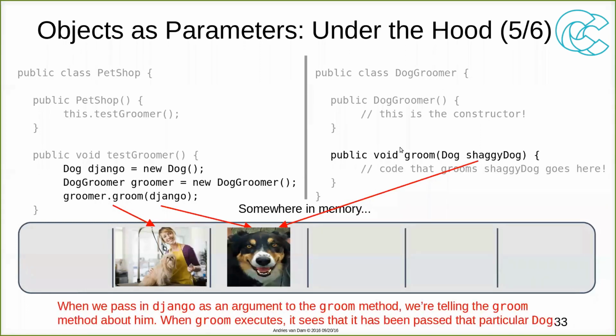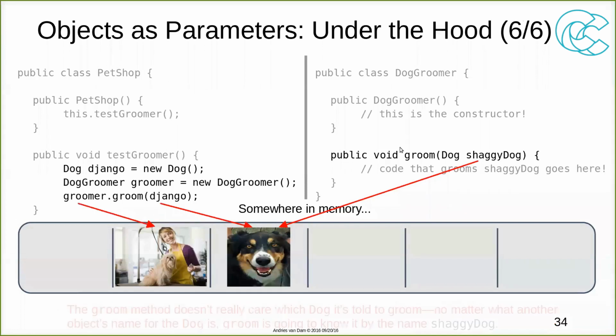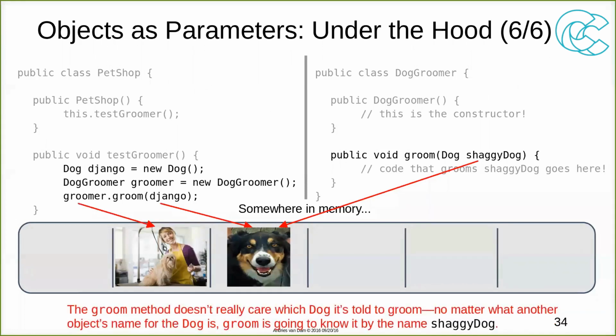So in that sense, they are an alias of each other. You can pass in any instance, obviously. So let's call this Django 1, and later on you can also pass Django 2. Whenever groom gets called with a particular object, let's say Django 1, Shaggy Dog refers to Django 1 until the end of this method. Once the execution goes back here and there's a fresh call of groom on Django 2, now Shaggy Dog refers to Django 2, right?